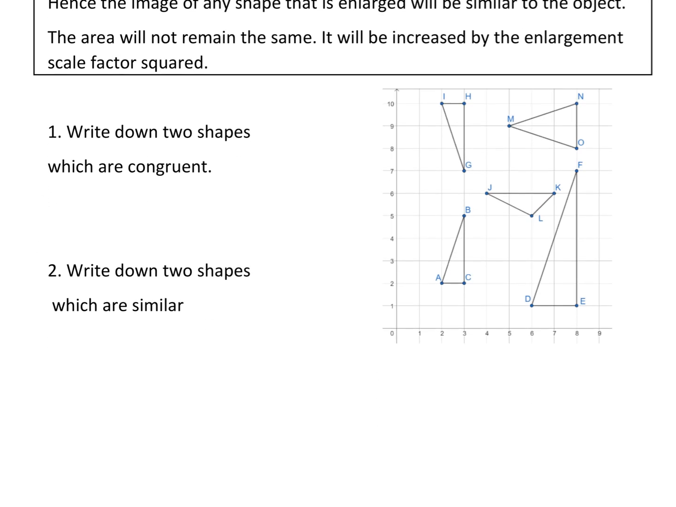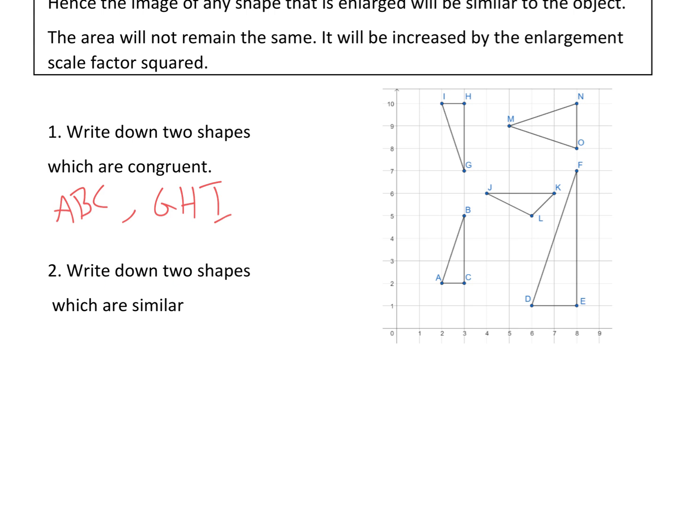Okay, question 1. Write down two shapes which are congruent. So congruent shapes would be this one and this one here. So you'd say A, B, C and G, H, I. They have got BC is the same length as HG, AB is the same length as IG, AC is the same length as HI, and this angle is the same as this one, this is the same as this one, and this is the same as this one. So same angles, same size, it's just been reflected, so it's still congruent.